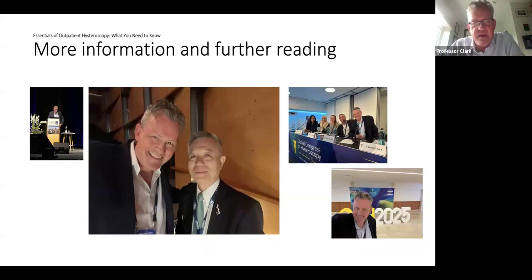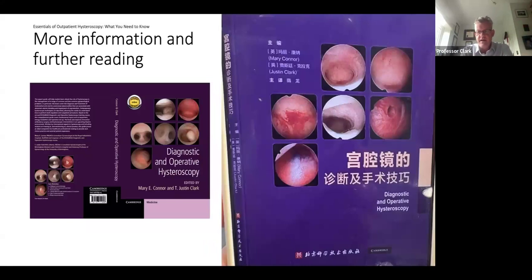I'll put this slide up because when I was speaking at the ESG, European Society of Gynaecology, in Marseille last October, and then at the GCH, the Global Congress of Hysteroscopy, in Spain in April, I met a couple of colleagues from China who told me they'd translated the book I showed you into, is that Mandarin, I think, or Cantonese? Anyway, the book has been translated, and this is just for your information, if you're interested in that translation. Otherwise, obviously, it's available in English.